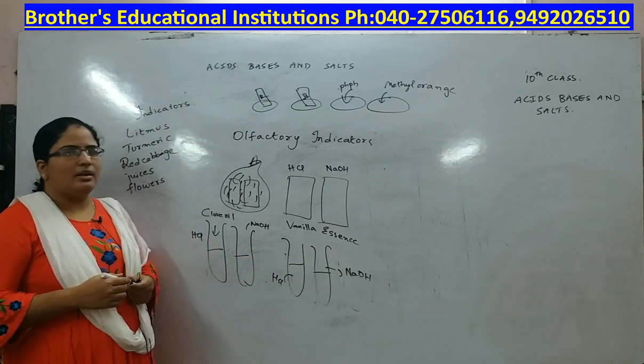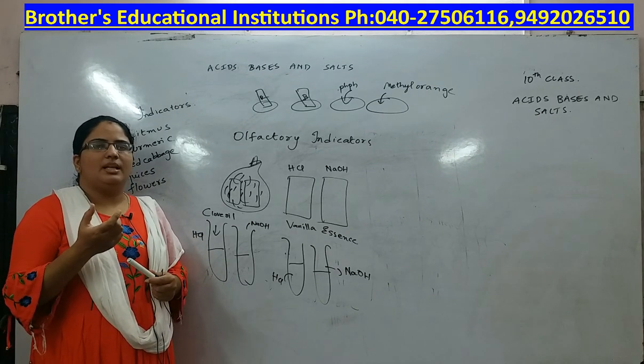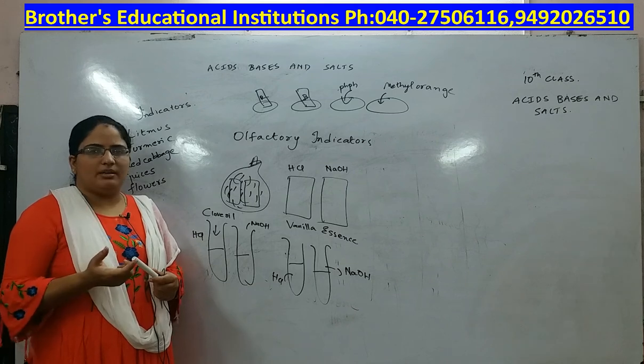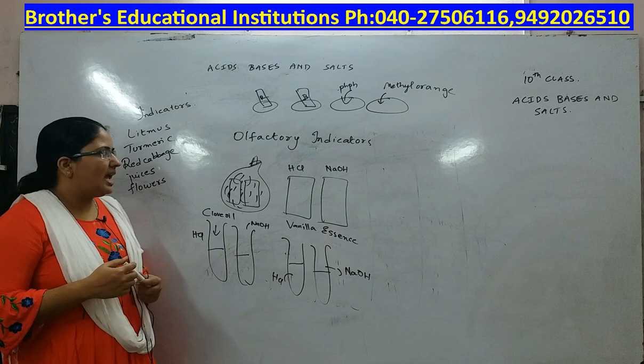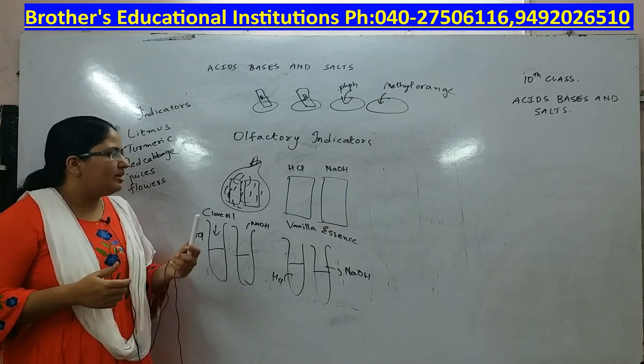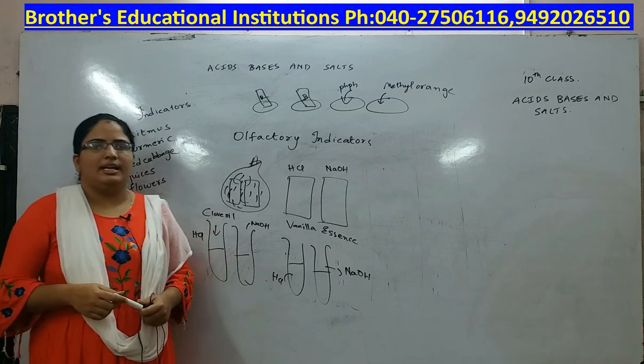So these 3 are called olfactory indicators, because they are showing some change in the smell or the odor. Such indicators are called olfactory indicators. You can use onion, clove oil, vanilla essence as olfactory indicators.